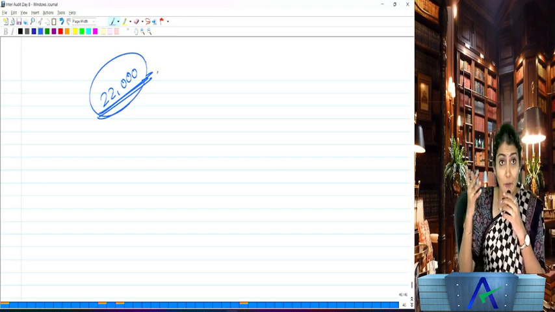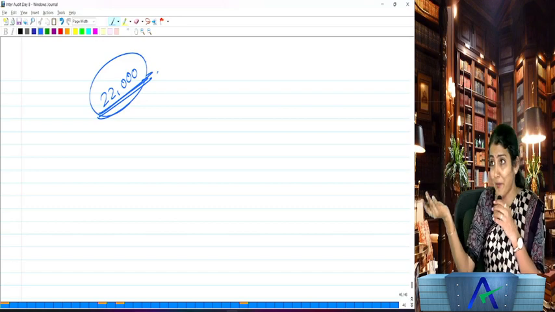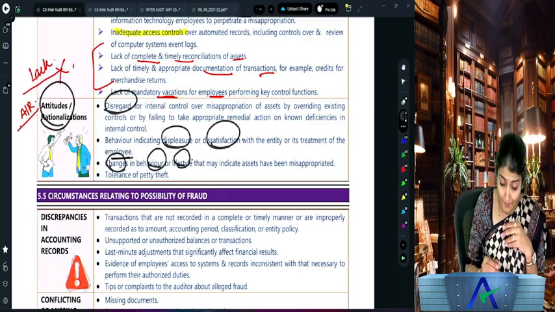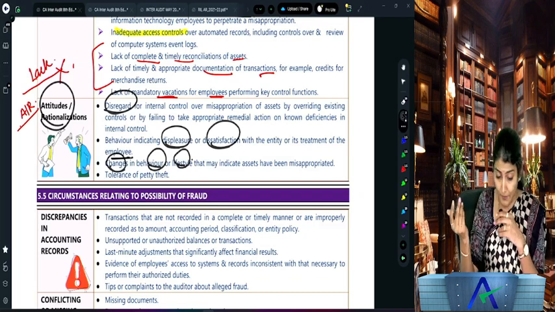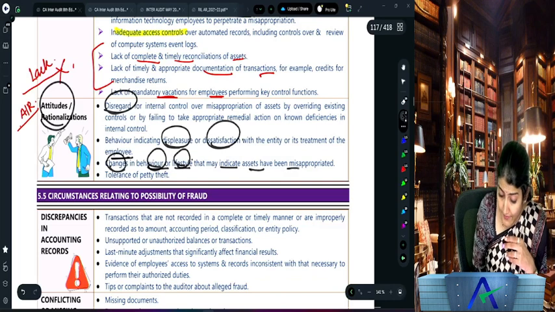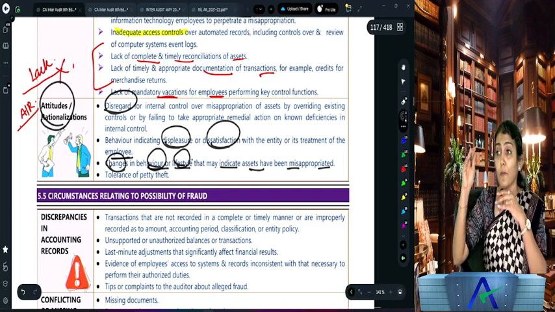Either maybe he married into a rich family, that is one possibility. Or another possibility is that he is having other income from the company, right? So changes in the behavior or the lifestyle indicate that assets might have been misappropriated.